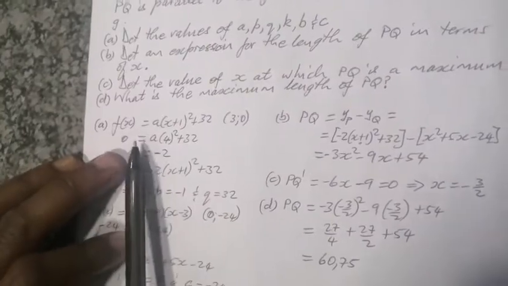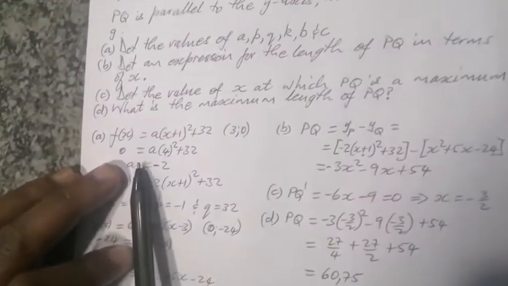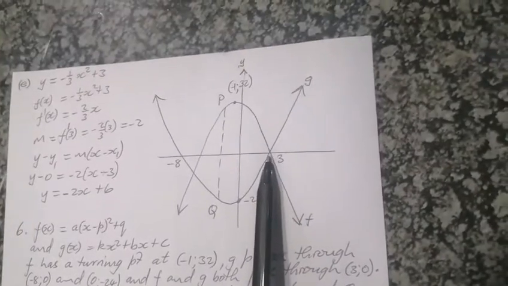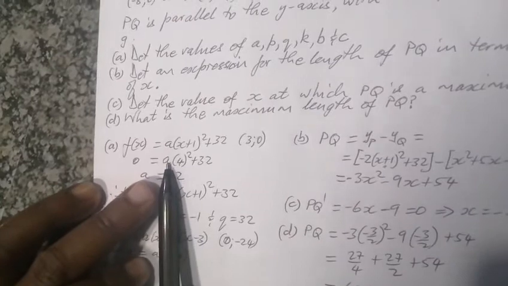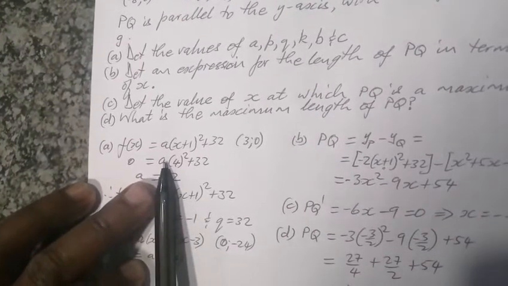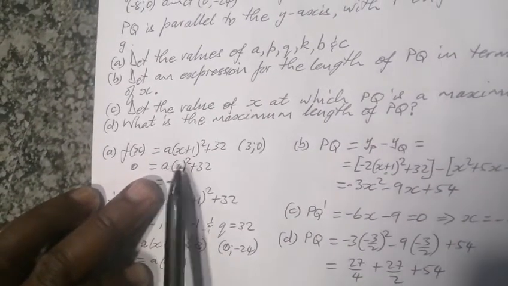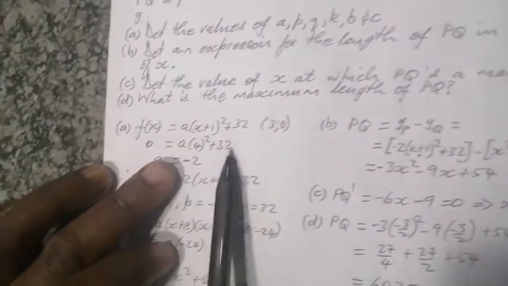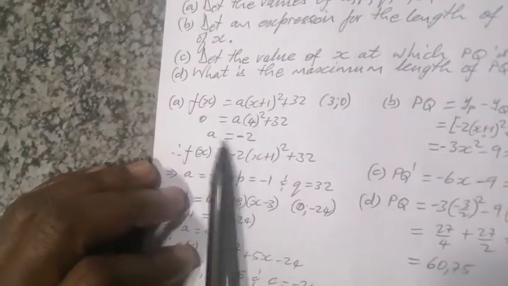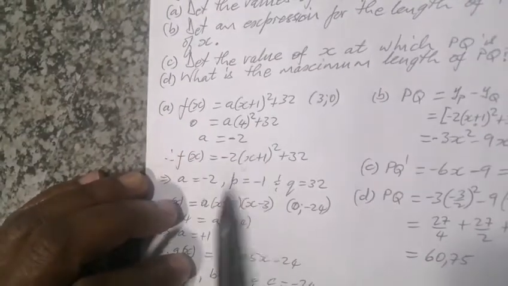So using any point that we know, there is a point here, which is (3, 0). Y is 0, and then we shall substitute our x as 3. If you substitute 3 here, it becomes 4. So it's 4 squared a plus 32. Solving, our A is equal to minus 2.